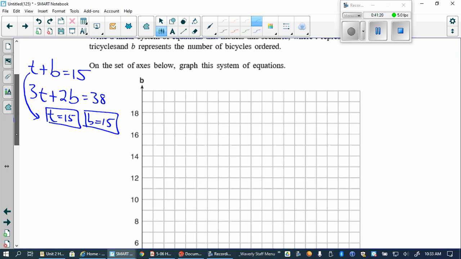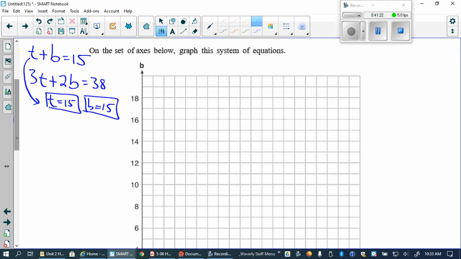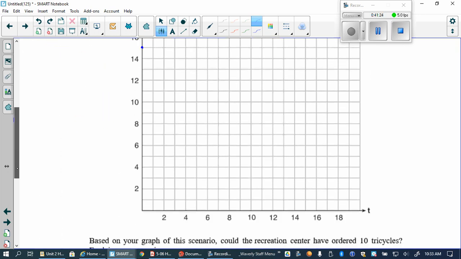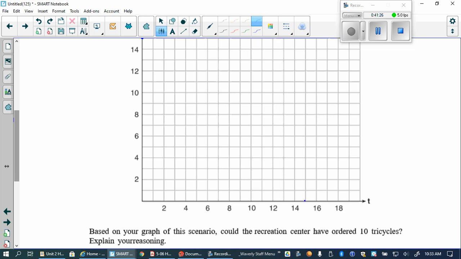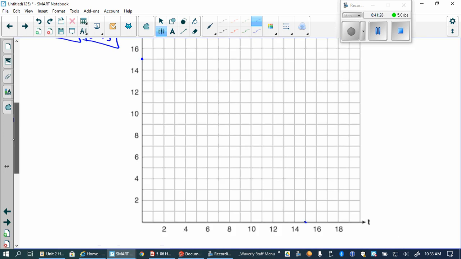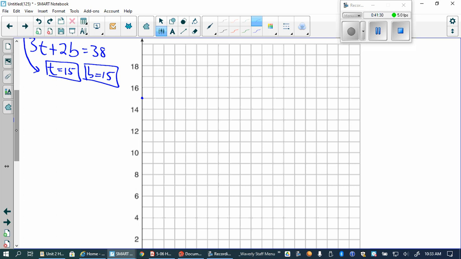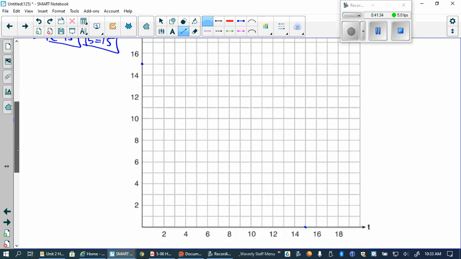So graph it. 15 here, 15 here. Draw your line.